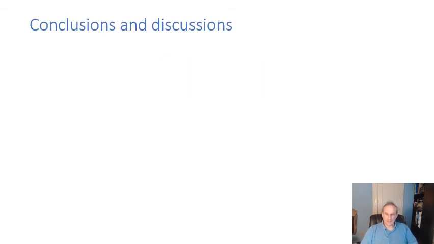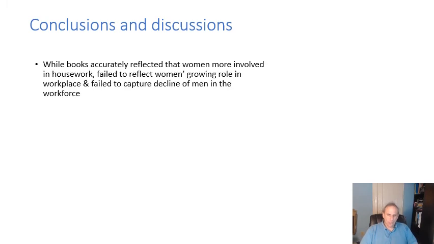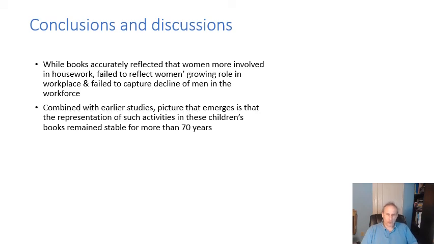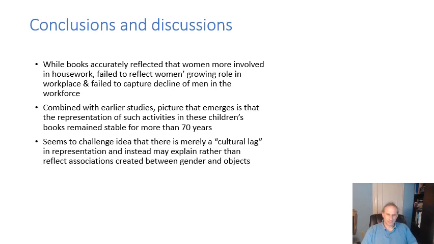So what are the conclusions and the discussions from this? While the books accurately reflected that women were more involved in housework, that's been persistent even as women have gone into the workforce, they failed to reflect women's growing role in the workplace and failed to capture the decline of men in the workforce. Combined with the earlier studies, the picture that emerges is that the representation of such activities in these children's books remained stable for more than 70 years. Even as the world of gender and women in the workplace dramatically changed, children's books did not.